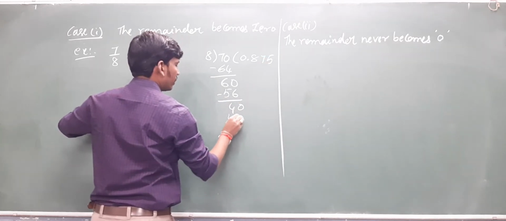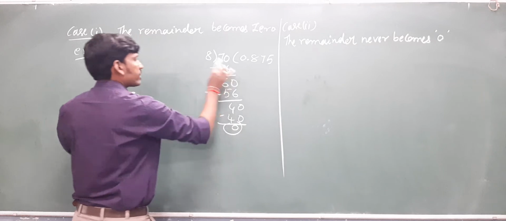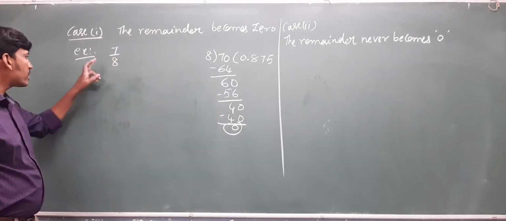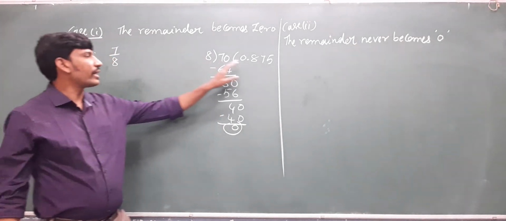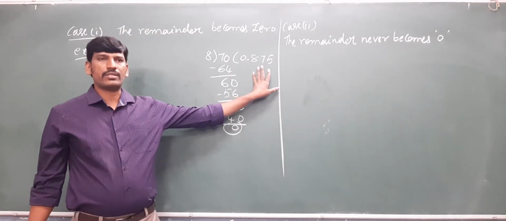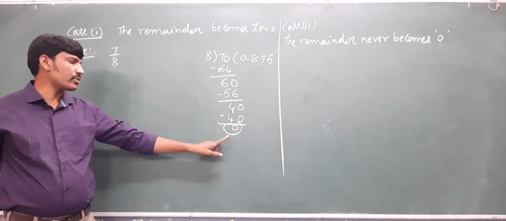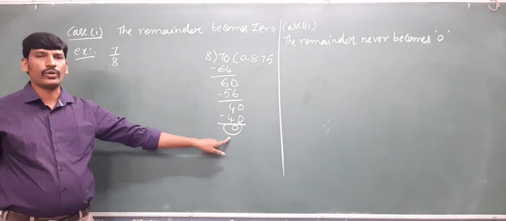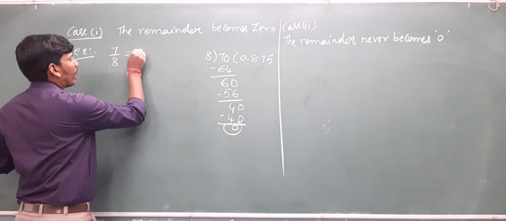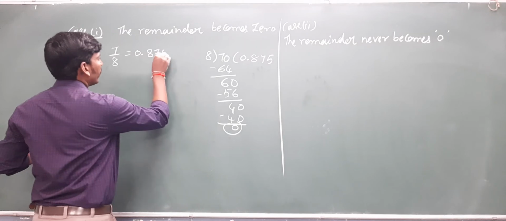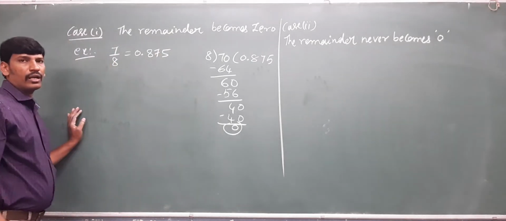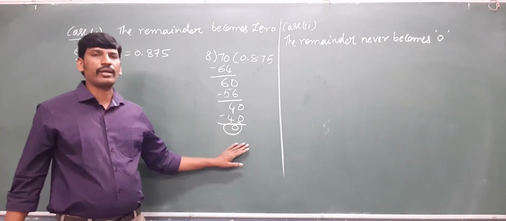Now see this here. In 7 by 8, after 3 steps, we got the remainder as 0. See this here, the remainder will become 0. So 7 by 8 will become 0.875. Here there is no repetition. Clear? After some time the remainder will become 0.